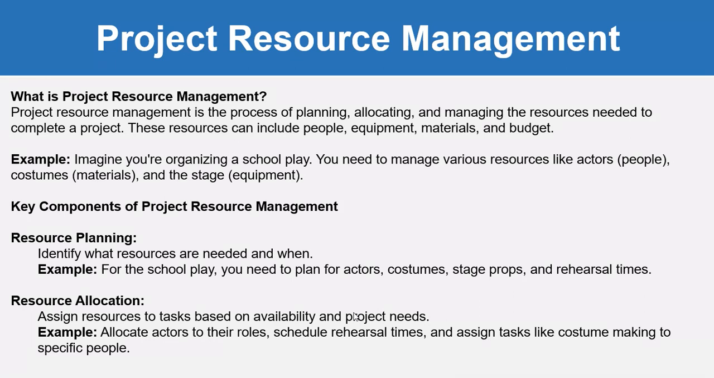So the key components of project resource management include resource planning, meaning identifying what resources are needed and when they are required. For example, for the school play you need to plan for actors, costumes, stage props and rehearsal time. Resource allocation means assigning resources to tasks based on availability and project needs. For example, allocate actors to their roles, schedule rehearsal time and assign tasks like costume making to specific people.